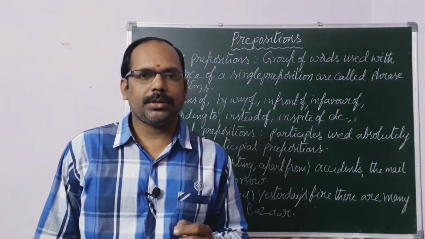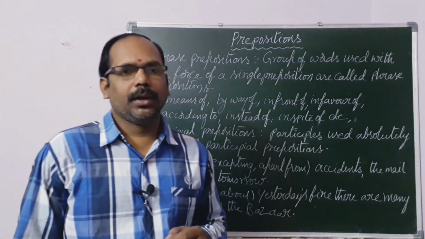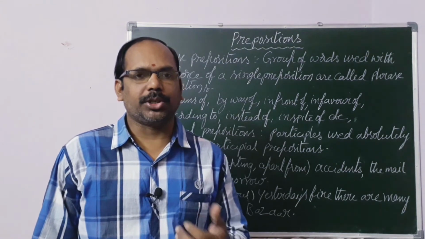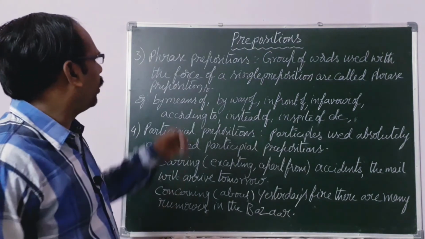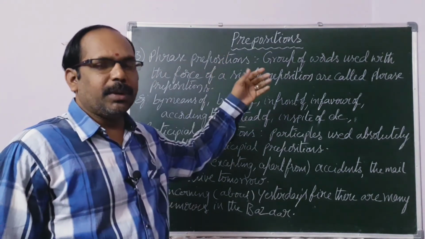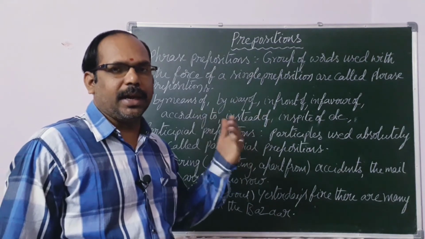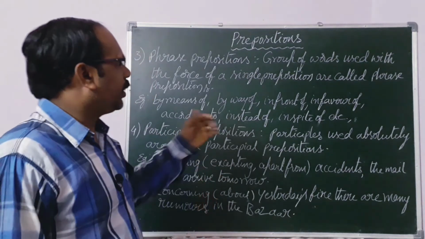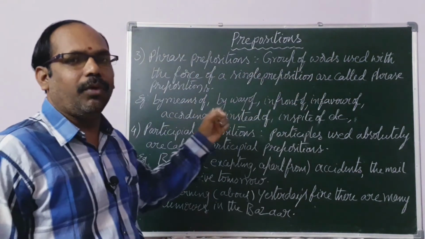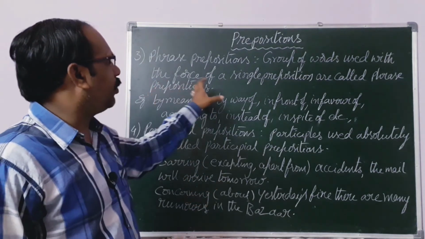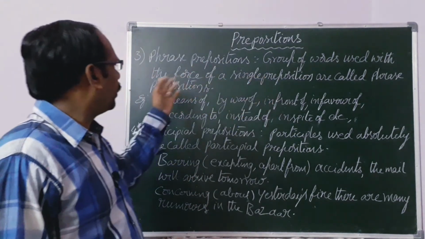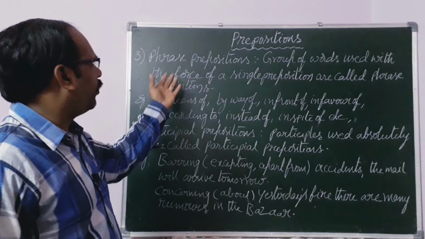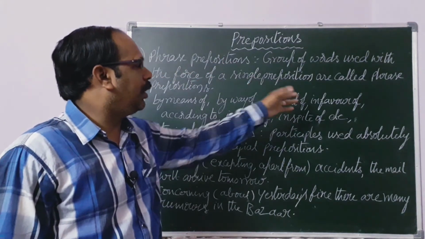Third kind of preposition is phrase prepositions. Fourth kind is participial prepositions. Now let us see phrase prepositions. What is meant by a phrase? A word or a group of words which hasn't full meaning, it has some meaning, is called a phrase. So here a group of words used with a single force of preposition is called phrase prepositions. Again I am repeating, a group of words used with the force of a single preposition are called phrase prepositions.